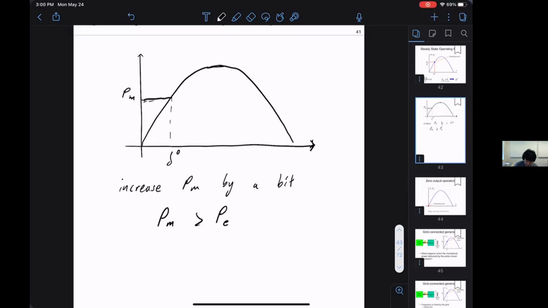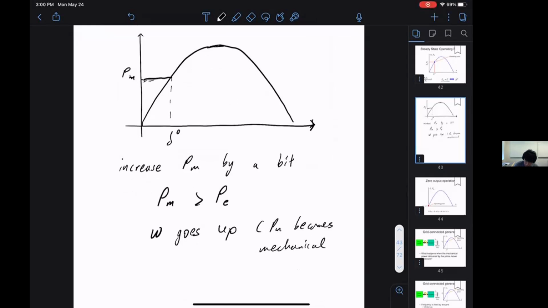Okay. So omega goes up, right? The rotation frequency goes up. So this PM becomes mechanical, becomes rotational energy. It has to go somewhere, and it goes to this. So the frequency goes up.